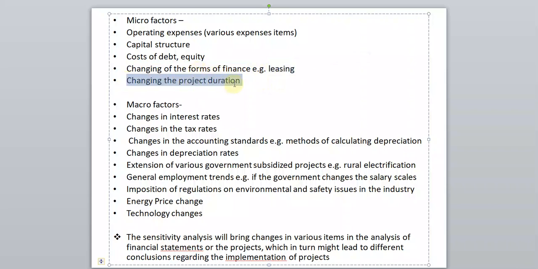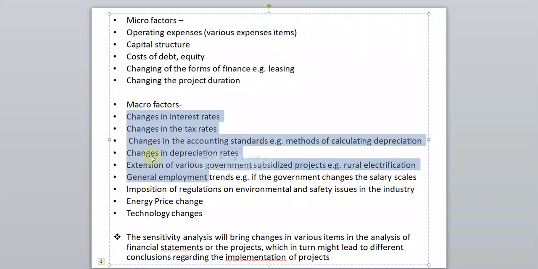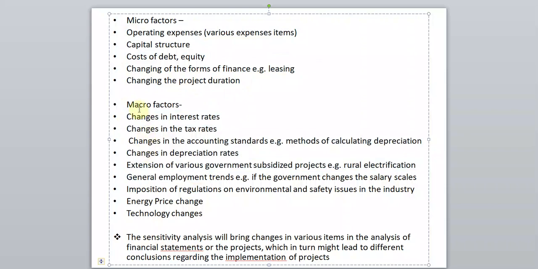Then changing the project duration. If you are going to change the duration of the project, suppose it was earlier 1 year, now you are going to change it to 1 year 2 months, then the risk analysis and sensitivity might vary. Now what are the macro factors? Macro factors are more important than the micro factors. These are short term or medium term, if possible, if you can relate.